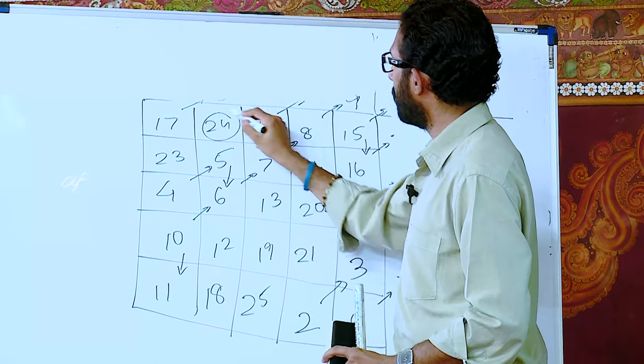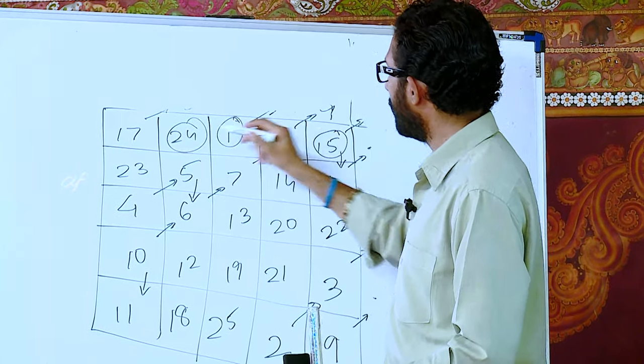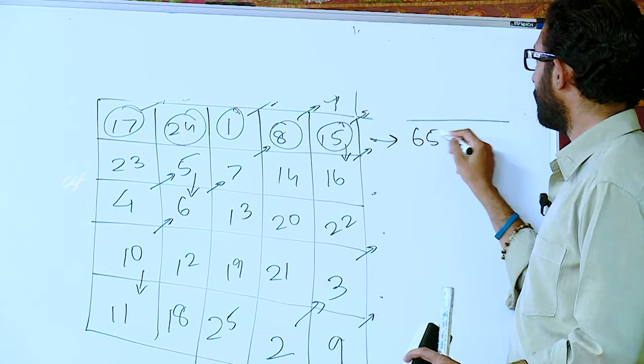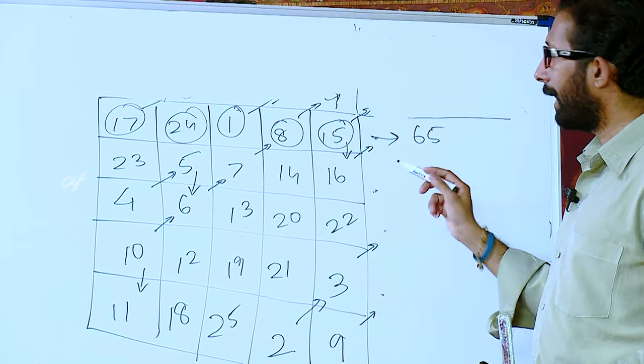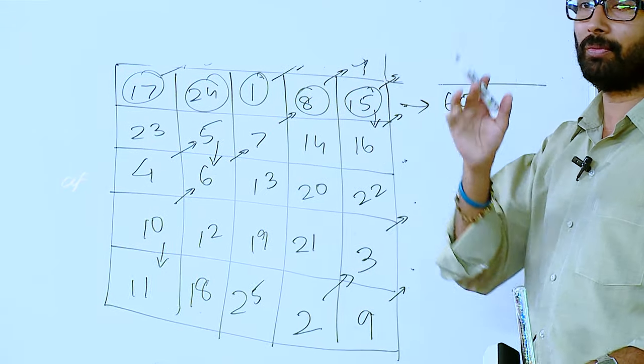This will be 24 plus 1, 25. 25 plus 15 is 40. 40 plus 25 is 65. Now this is a regular 5 by 5 magic square. So we can use that formula for a regular magic square.